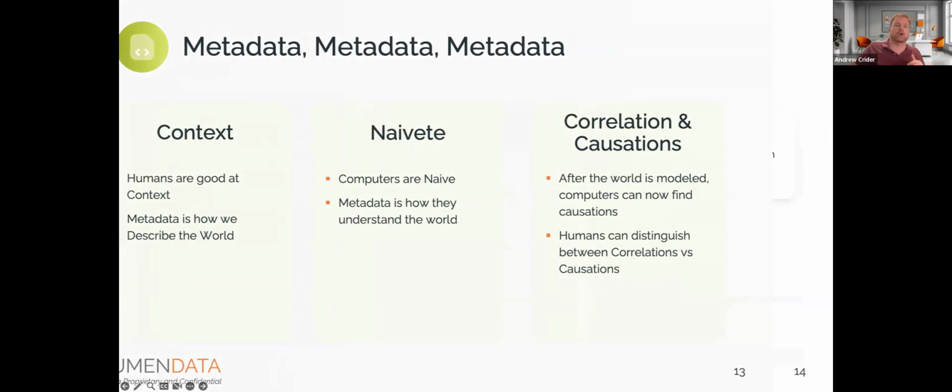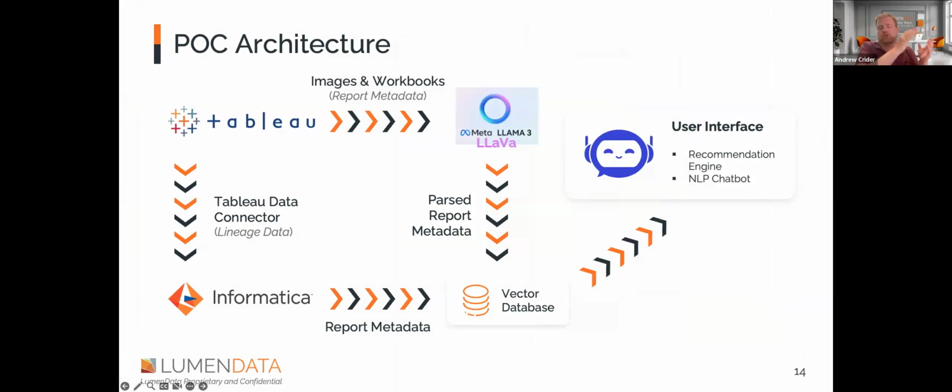Recently, we were talking to a client, and they have around 2,000 Tableau reports. They don't know what's in them. They don't know what format the data is being presented in. They don't know what the metadata around those reports are, but they do have the data being tracked in Informatica in the data lineage. And so what we did was we built this very simple POC architecture for them, which is pulling images and workbook information along with other report metadata out from Tableau, and then data lineage as well out of Tableau through Informatica's Tableau data connector.